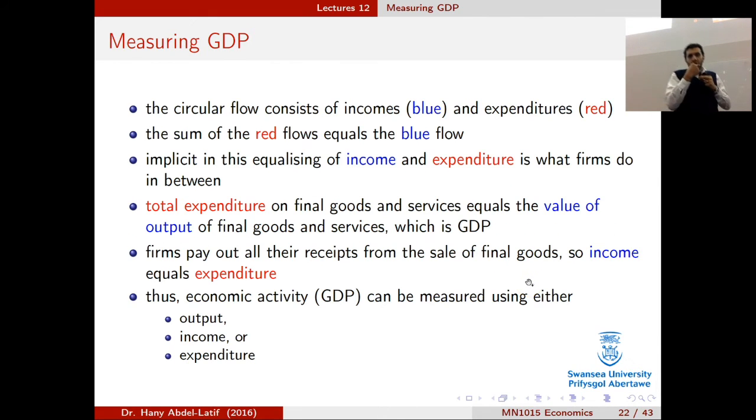As I said, you could look at this circular flow diagram. If you look at the blue side, you're looking at the output. If you look at the red side, you're looking at the expenditure approach. These are three different ways of measuring GDP, and if there is no measurement error, they should be the same, because you're measuring the same thing: output approach, income approach, expenditure approach.